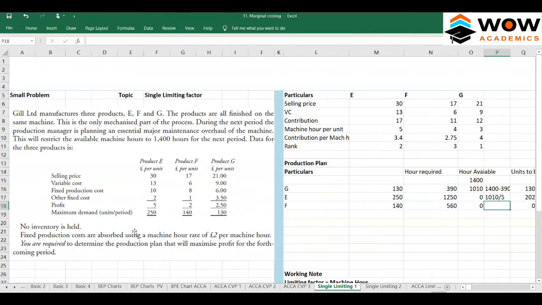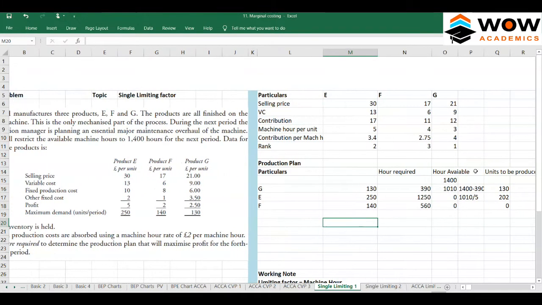Okay, you are required to determine the production plan that will maximize the profit for the forthcoming period. So the production plan is, the company should produce 130 units of G and 202 units of E. So that's about this problem. Hope you got an understanding. We'll move on to the next one.